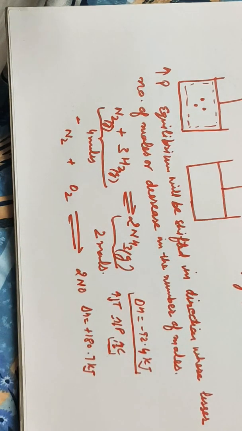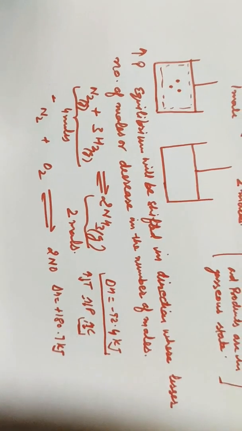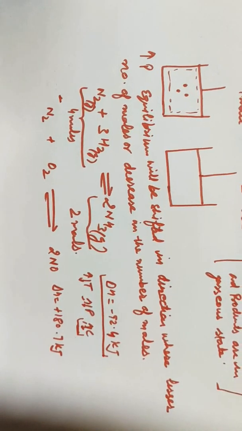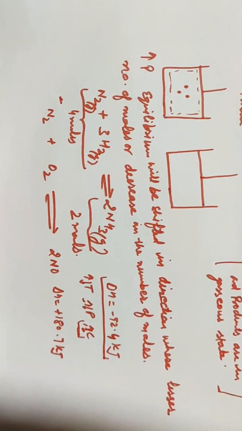The effect of the concentration is very simple. If you add the reactant, the concentration of product will subsequently increase. If you add the product, the concentration of the reactants will increase. So it's very easy to remember, and if you want to understand it more, solve more and more examples. That will keep your concept clear.